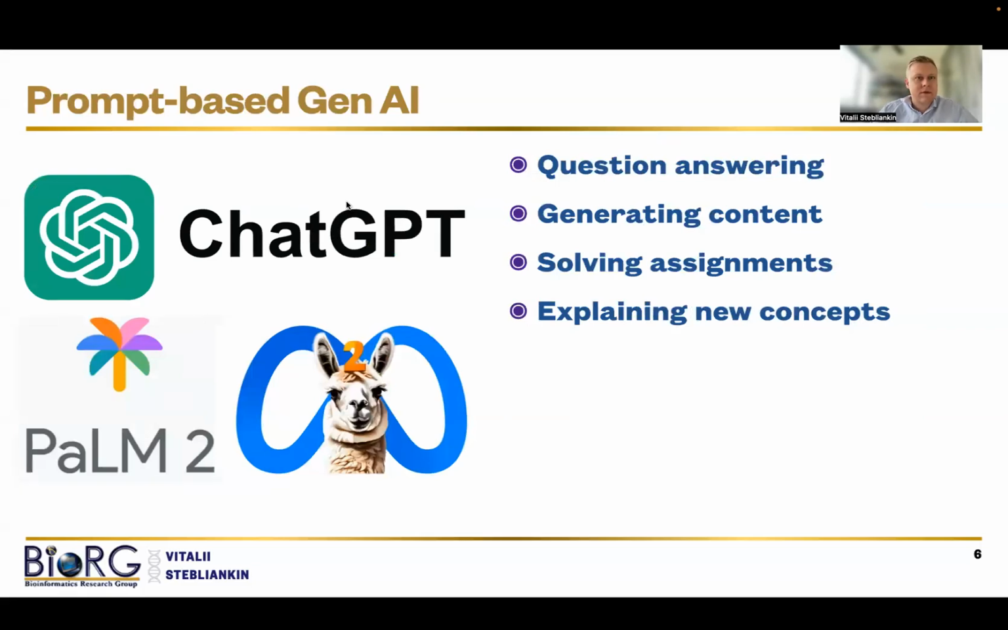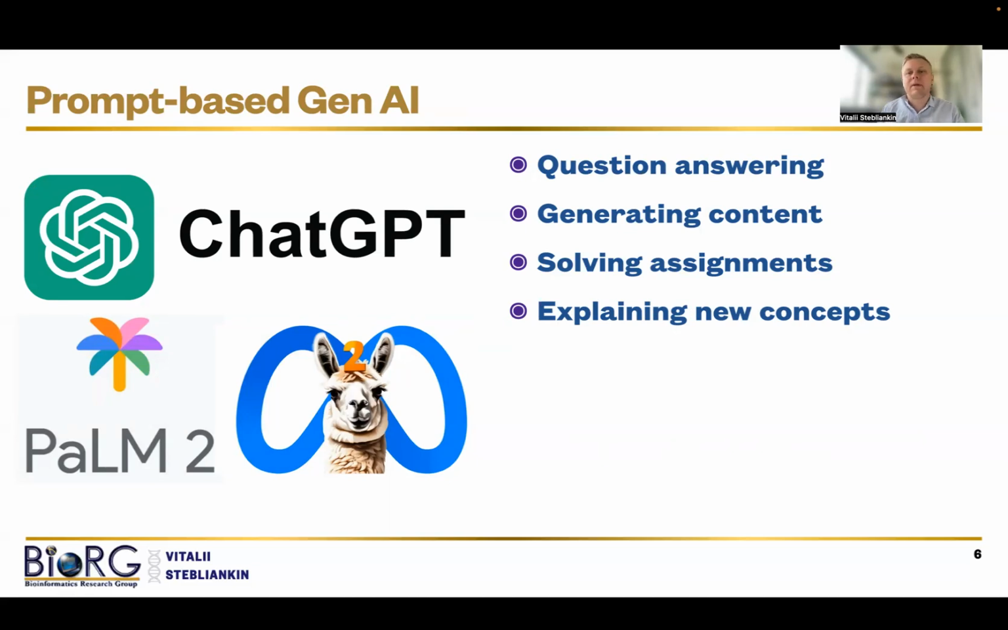ChatGPT is the most famous one here. The alternatives are PaLM 2 from Google and Llama 2 from Meta. It can do question answering for you. Whenever you have some question, preferably not factual, because it still has some problems generating facts, right? It can just make up things. But it's doing great with something that requires logic.